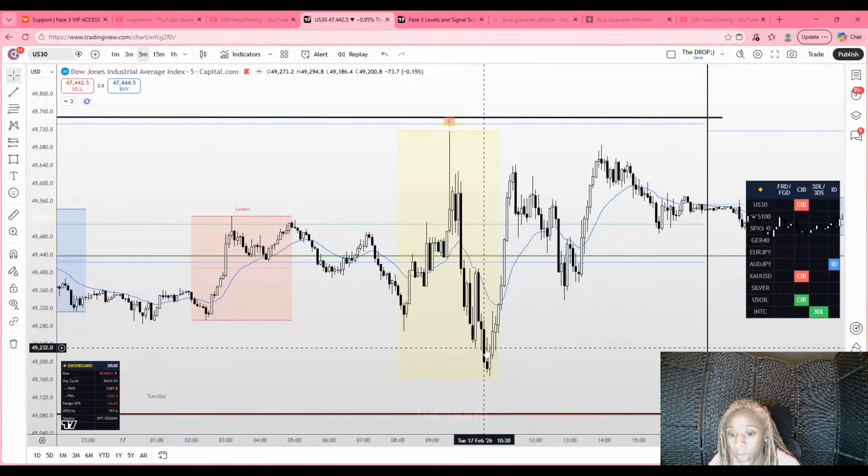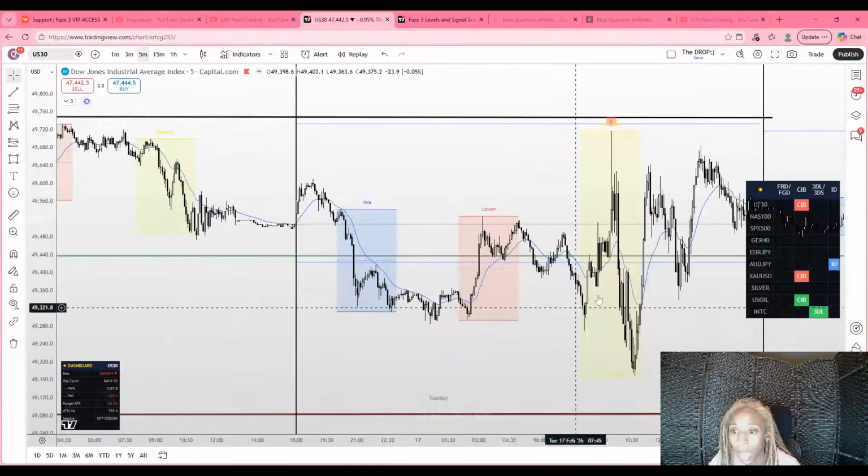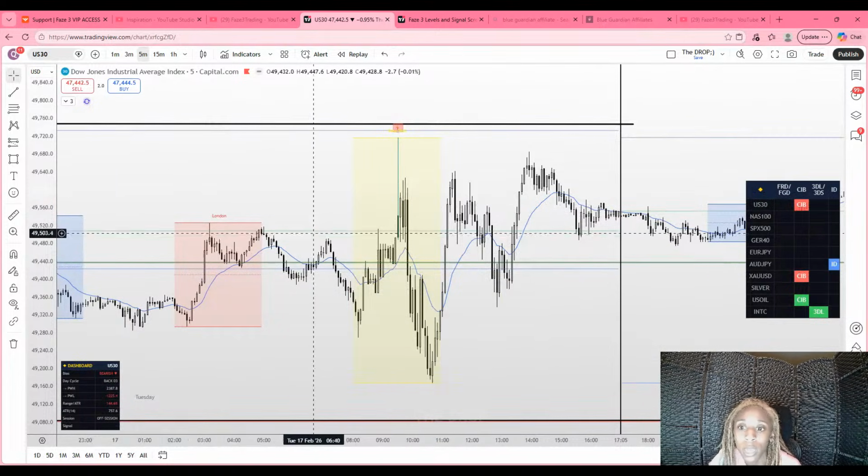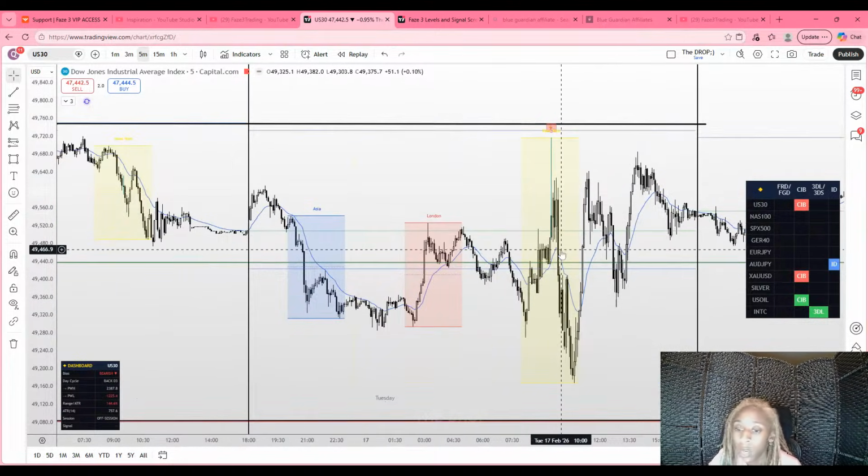You wouldn't have been able to get a lot of pips. However, this is still a trade. It depends on what you're looking for. Even if I went to the 1 minute, when I go to the 1 minute chart, it's just for better RR. It's for more range.